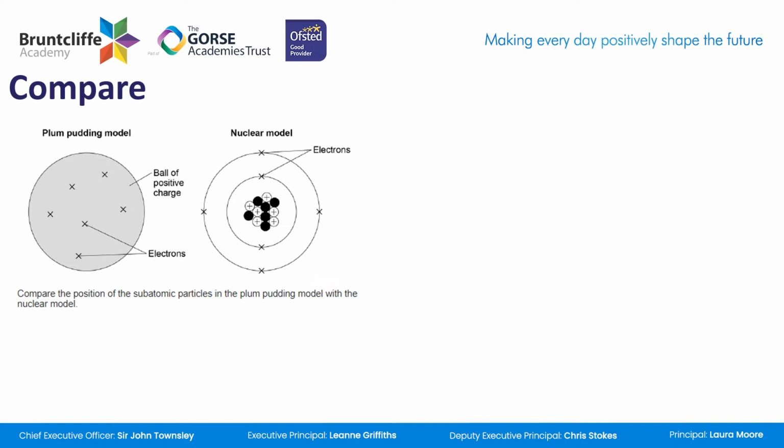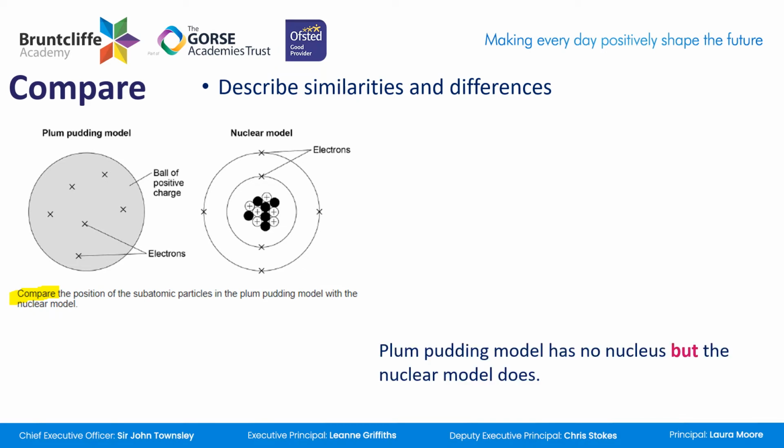How would I approach this particular question? The exam rubric word here is compare. This means that you must describe similarities and differences. So when I look at the two diagrams, in order to obtain 6 marks in this question, I would do at least 2 similarities and at least 2 differences.